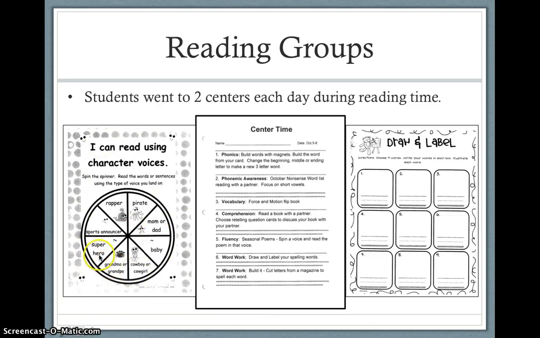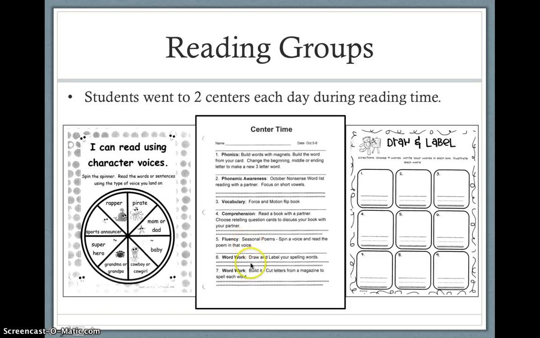This is when they would move the spinner and spin the spinner around, and whichever one they would land on, they would have to read a passage out of that voice. So maybe a baby voice or a rapper voice or a superhero voice, and they'd have to read that passage several times in different voices, which they loved. And the other one, for this example, would be word work over here, where they would write their spelling words and then draw them in the boxes.